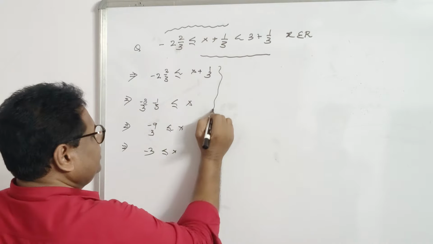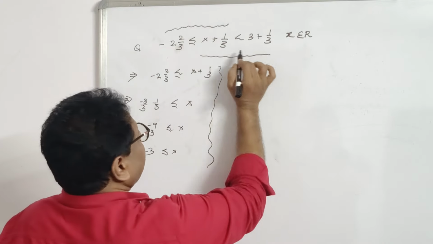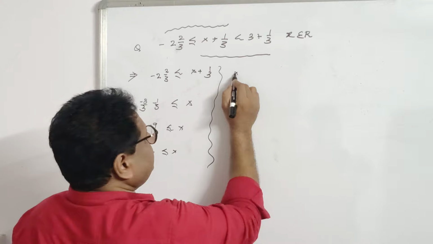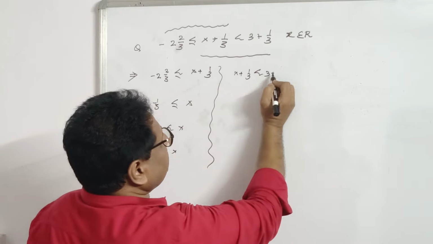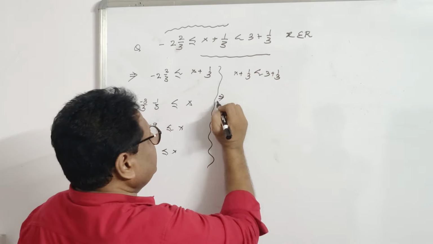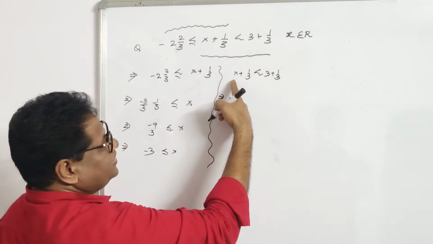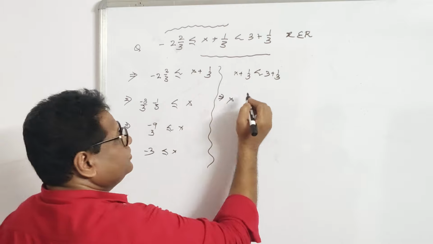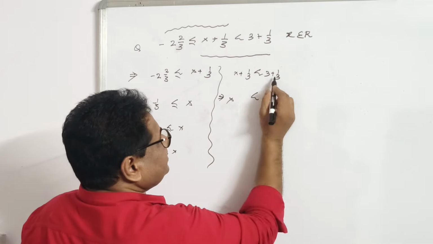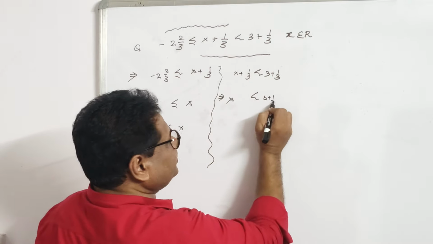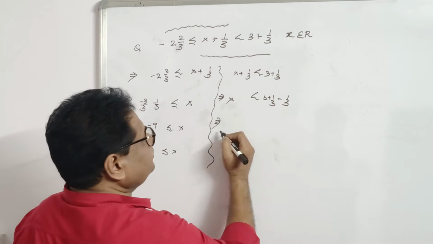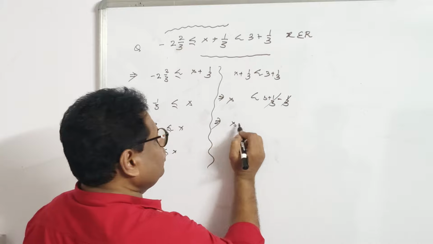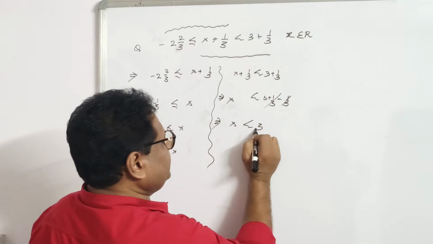Now wait for the second part. Again we are taking the second part, that is x plus 1/3 less than 3 plus 1/3. This implies, because x is on the left hand side, let it be positive. Now shifting this 3 plus 1/3 minus this 1/3, these two get cancelled. So we get the upper limit, x is less than 3.